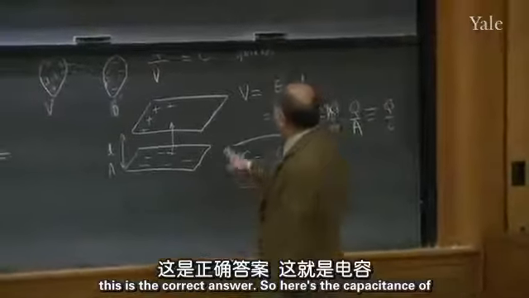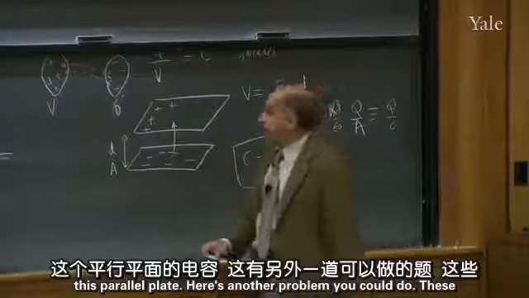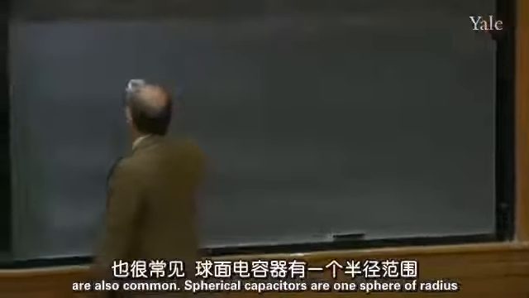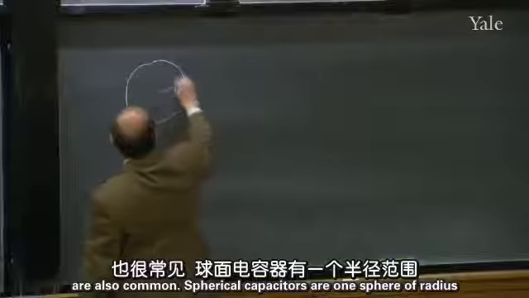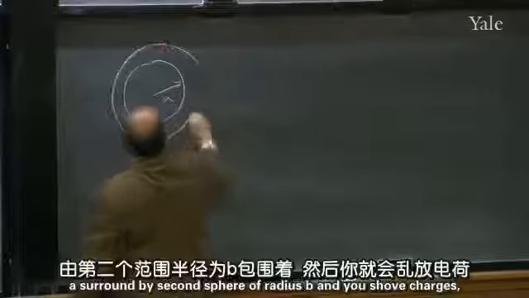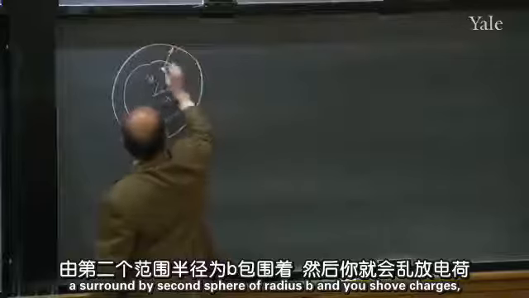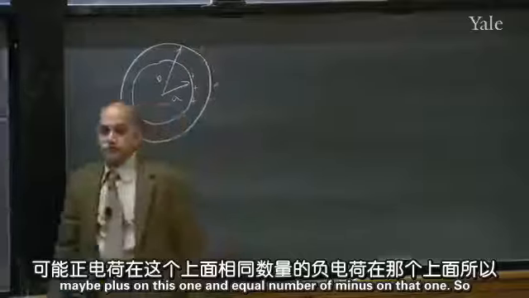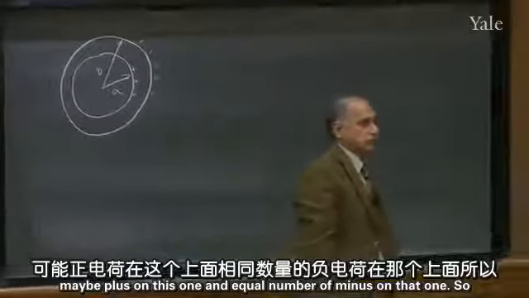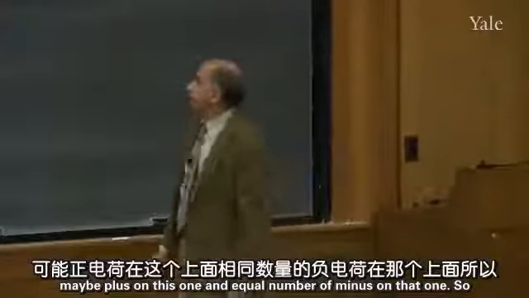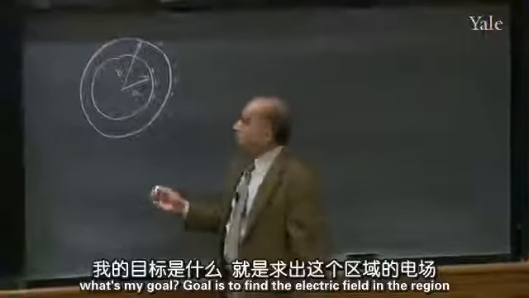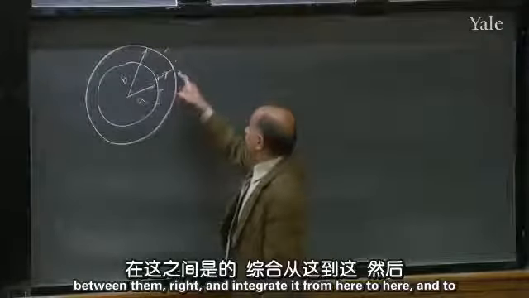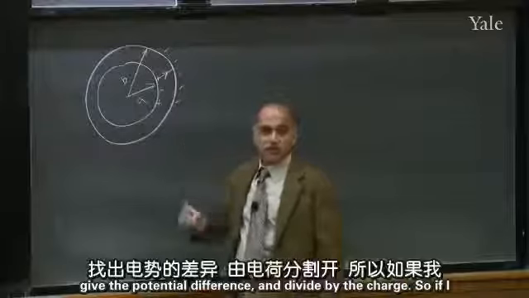So here's the capacitance of this parallel plate. Here's another problem you could do. These are also common. Spherical capacitors are one sphere of radius A surrounded by a second sphere of radius B, and you shove charges, maybe plus on this one and an equal number minus on that one. So what's my goal? The goal is to find the electric field in the region between them, and integrate it from here to here to give the potential difference and divide by the charge.